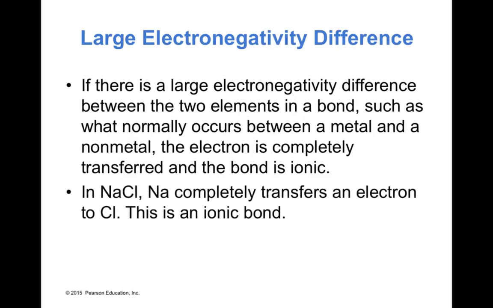For example, sodium chloride. Sodium completely transfers an electron to chlorine, and this is an ionic bond. So you can see here that the electron has been transferred completely to chlorine. That's why sodium is positive, and it's not partial, it's positive, and chlorine is negative.